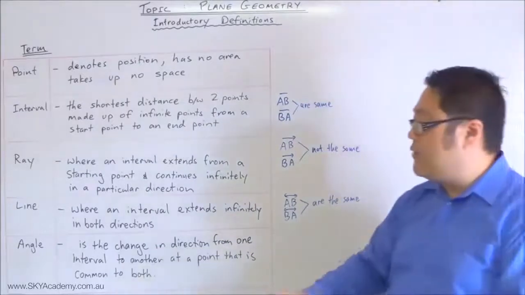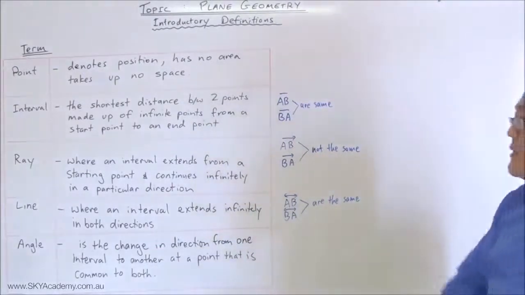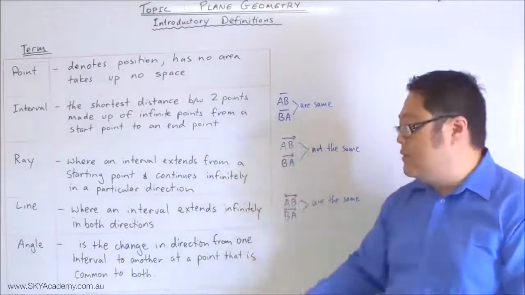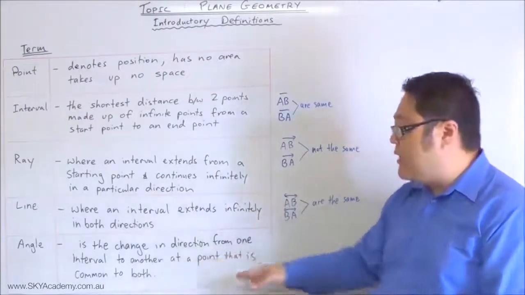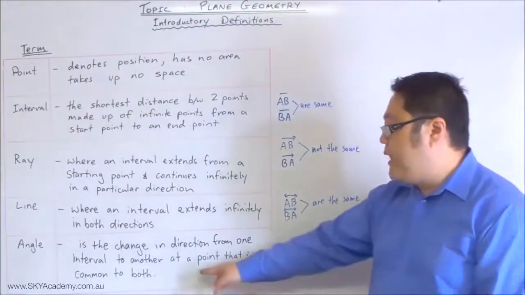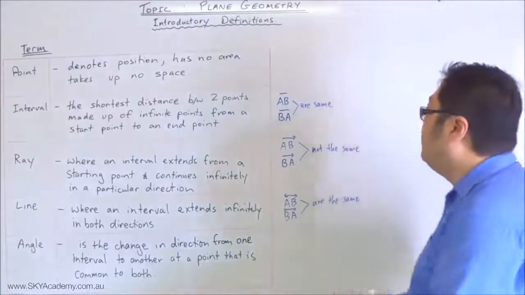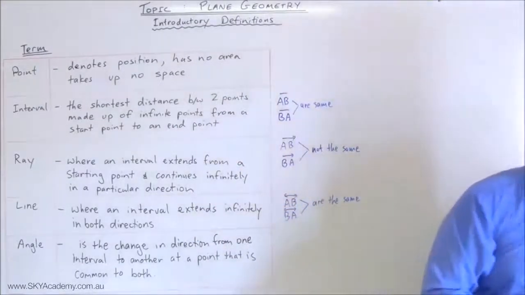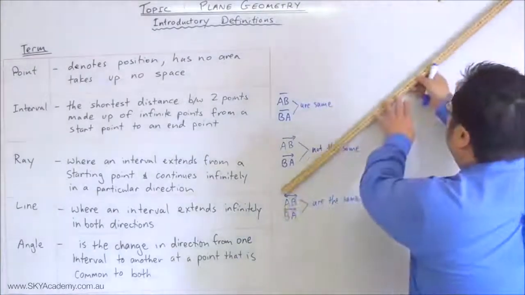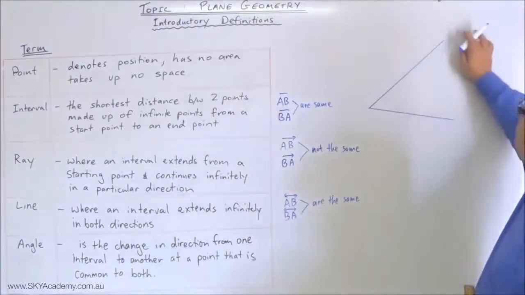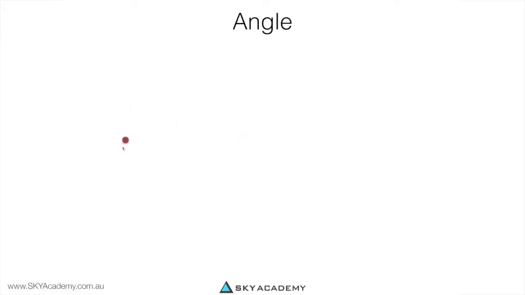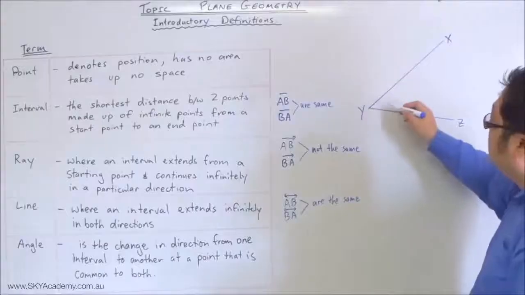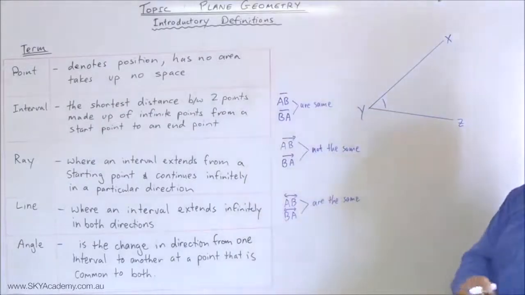The final thing that I want to go through is what an angle is. An angle is the change in direction from one interval, ray or line, to another interval, ray or line, at a point that is common to both. So if you have, for example, two rays and they share a common point, okay? Let me just put this to the side. Say that interval starts at X, they share a common point Y, and they go through the point Z. Then the change in direction from this interval to this interval is called its angle.